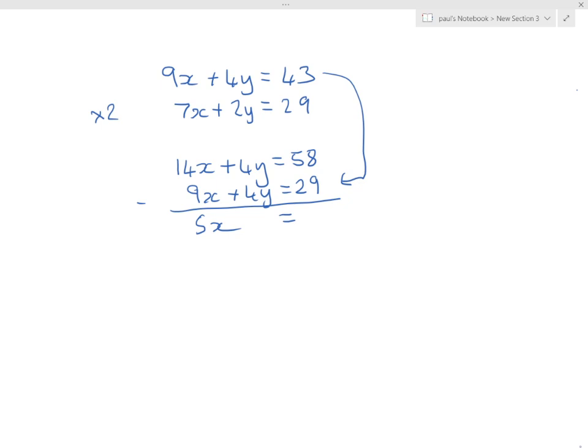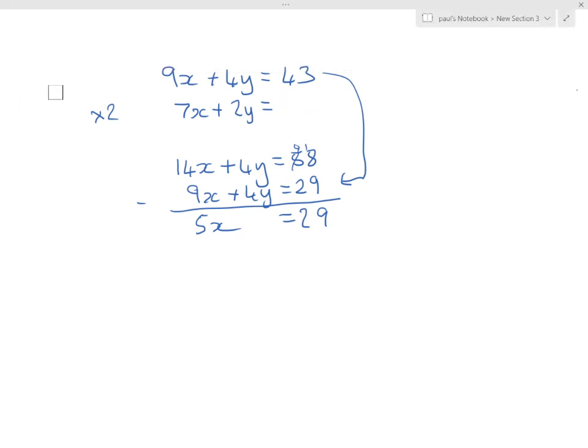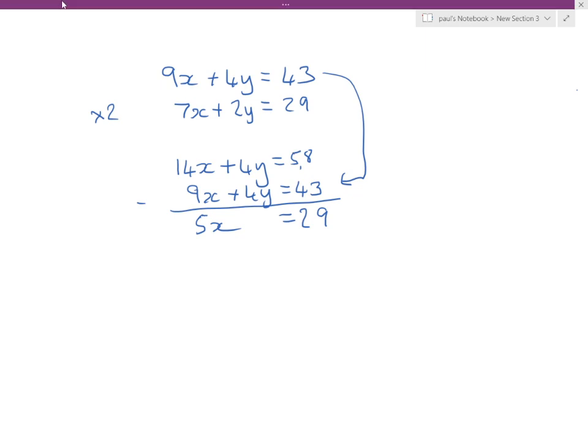And this is going to be 14 from 9, 4 from 4, 5x equals 29. That's very strange. Oh, I didn't double the 29, did I? Ah, now that was an error that happened in the class. So this is 29, so this one was 43. Double 29, 2 nines are 18, 4, 58. Now we've got 58 there.